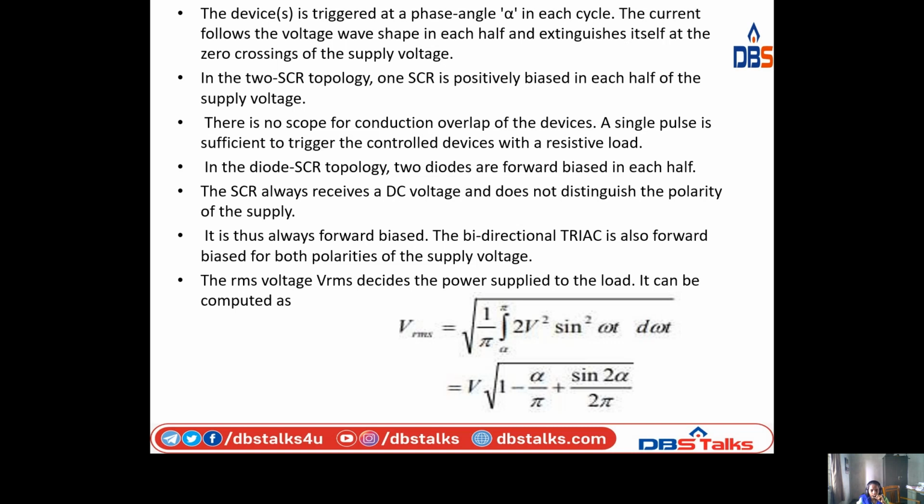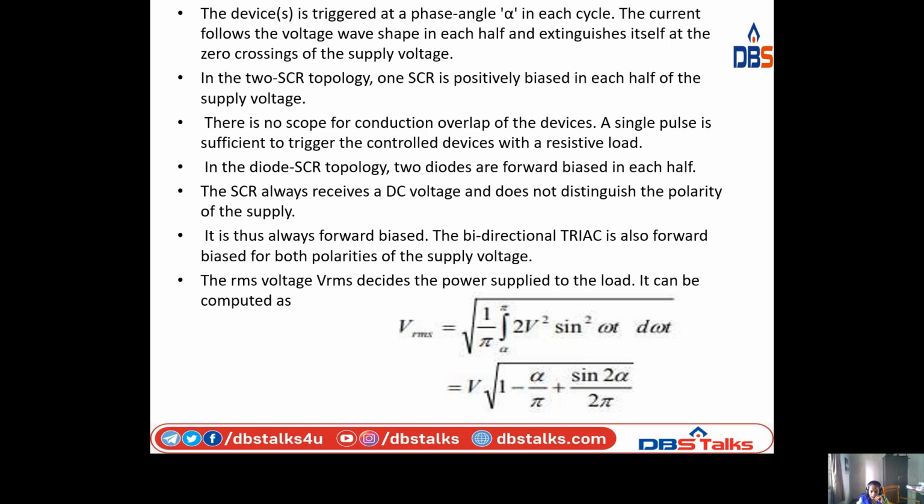Here in the two SCR topology, one SCR is positively biased in each half of the supply voltage, and there is no scope for a conduction overlap of the devices. Here a single pulse is sufficient to trigger the controlled devices with a resistive load.